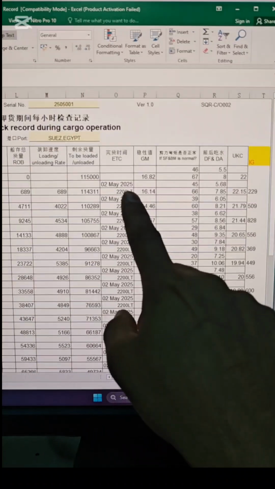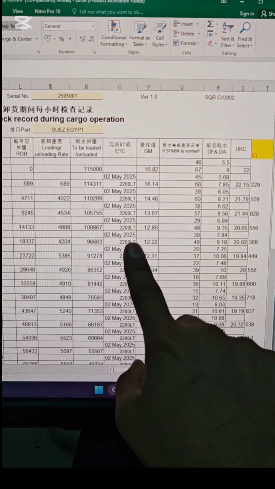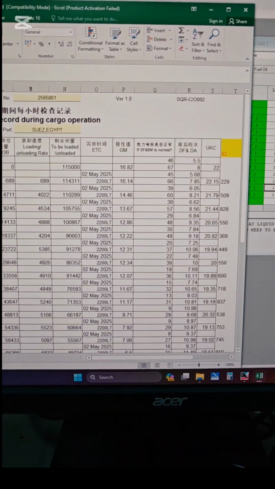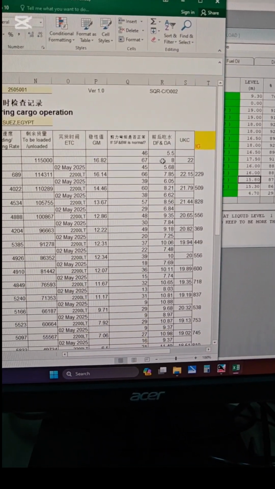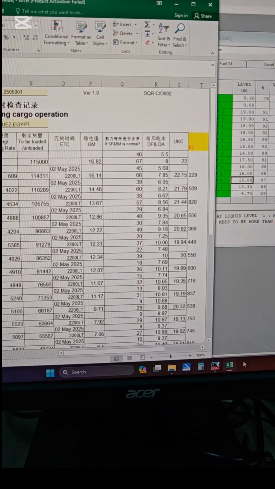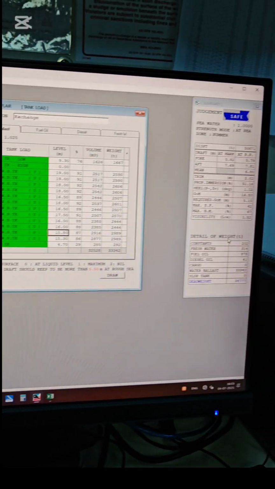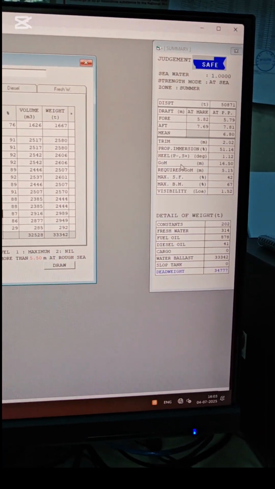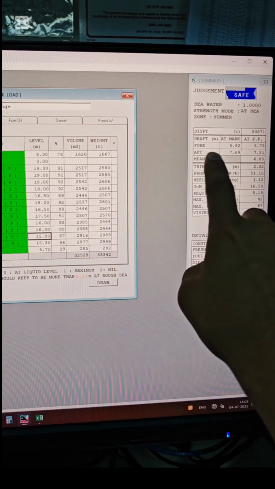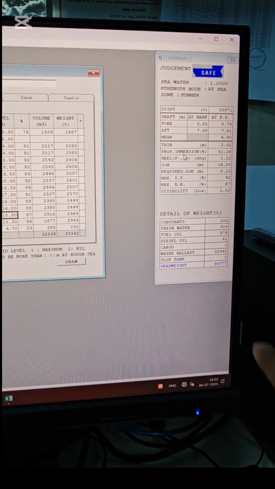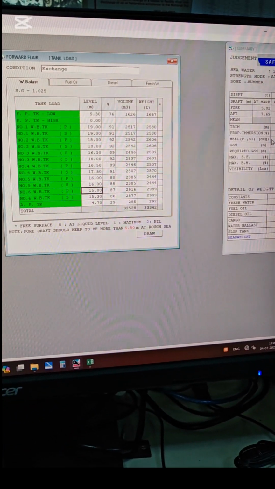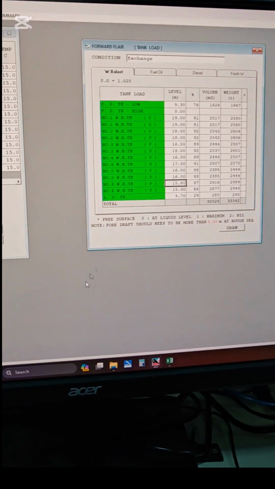So as per your loading rate, you will find your ETC, estimated time of completion, and GM, also shear force, bending moment, draft, fore and aft. You can find them here on your loadicator also. You see here fore and aft draft, shear force, bending moment, and GM value also you can find here.